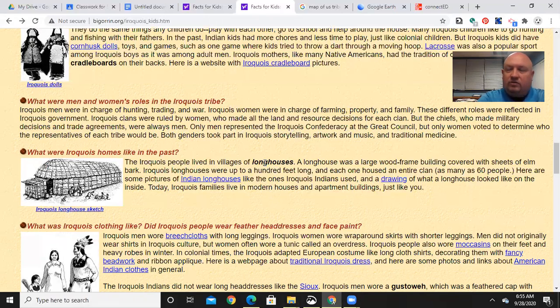They lived in the longhouses, as you can see in a picture sketch right here. So they were very long structures covered with sheets of elm bark. So you could assume that elm was probably a common tree in that region. It could be up to 100 feet long, which is about 33 yards. And each one housed an entire clan, as many as 60 people.